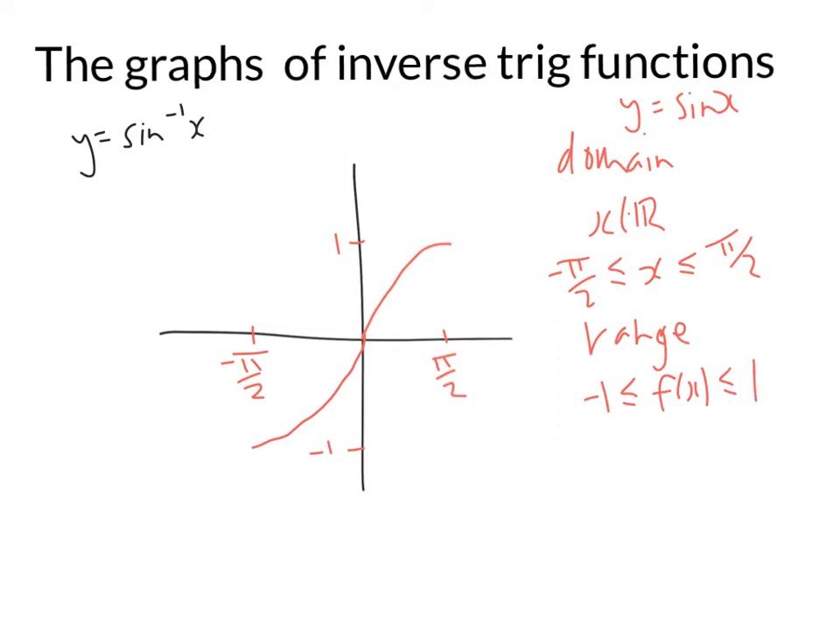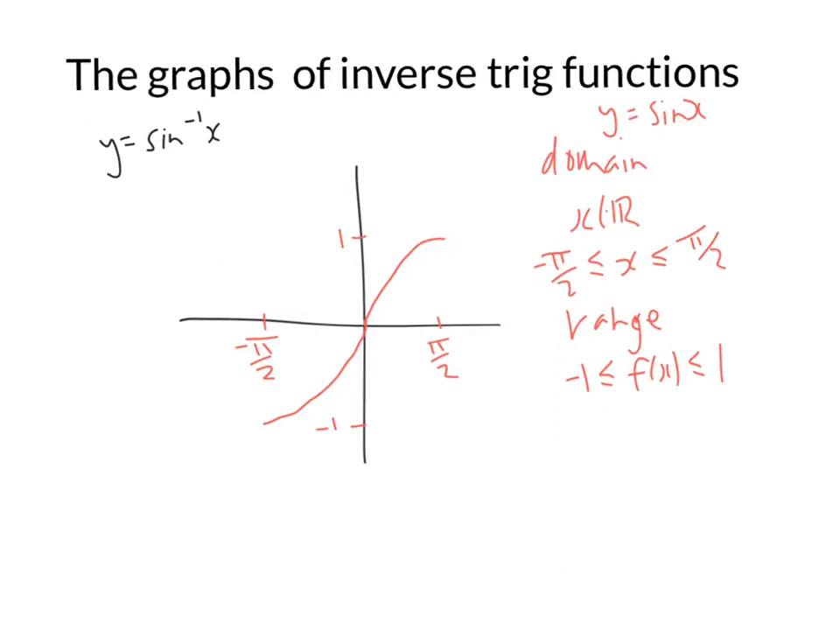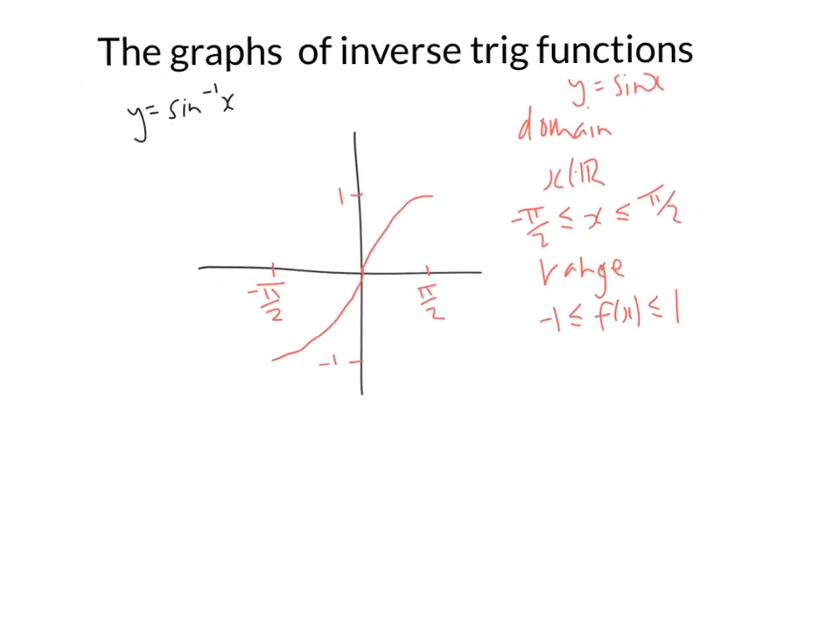And just if you remember, if you're doing the inverse function, the domain becomes your range and the range becomes the domain. Because if in the original function you put in pi over 2 and get 1 out, the inverse function gets the input 1 and the output goes back to pi over 2.